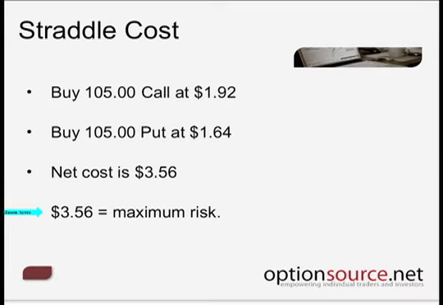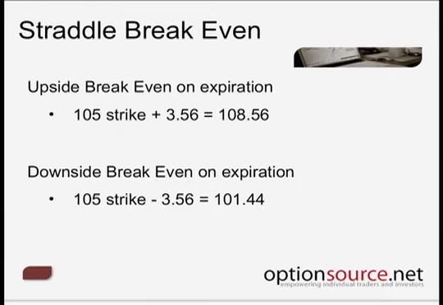But in this particular scenario, once again, we're looking at buying the 105 strikes. So we're buying a 105 call, 105 put. Net cost is going to be $3.56. $3.56 reflects the maximum risk on this particular strategy. Now, we have to recognize that because we've purchased both the call and the put option here, the cost of this transaction is going to be that much more than if we just simply had a directional bias and bought either the call or the put separately.